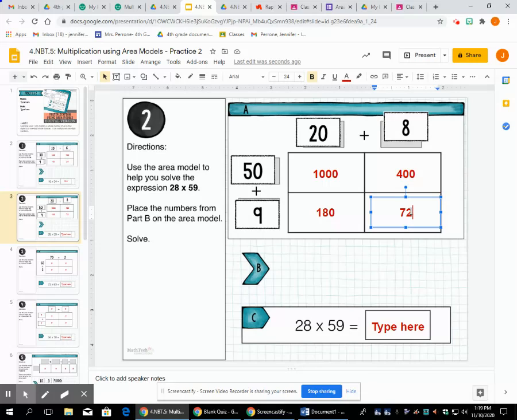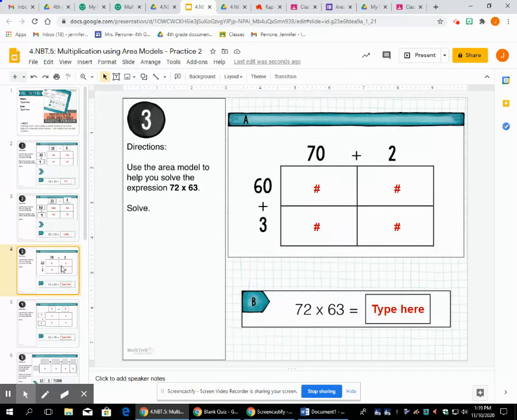The next step that you're going to do, you're going to line all 4 of these numbers up and add them together. Once you add them together, that will give you the answer to 28 times 59. So pause the video, add up your numbers, and then come back for the answer. So if you added your numbers, you should have had 1,652. Okay, let's try another one together, and then you will have some to practice on your own.